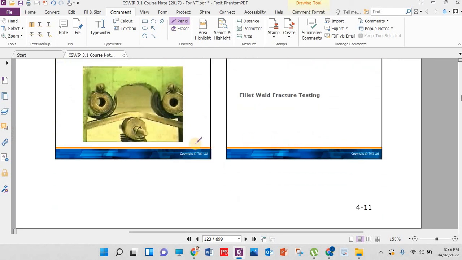You can see here the bend test. We have the former, we are bending. If it is root bend, then root will be in tension. If it is face bend, then face will be in tension.